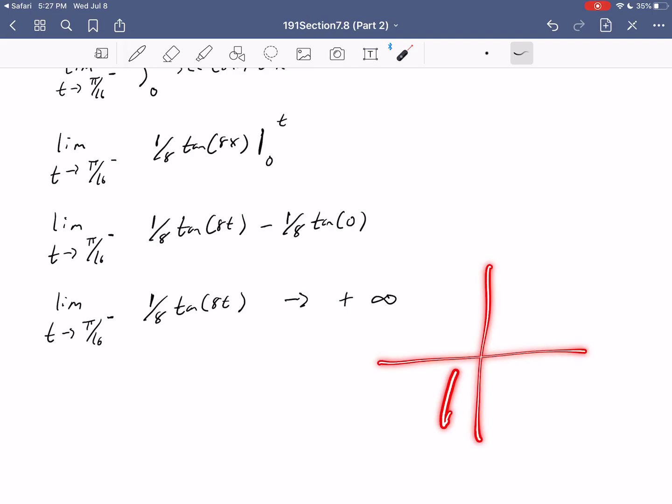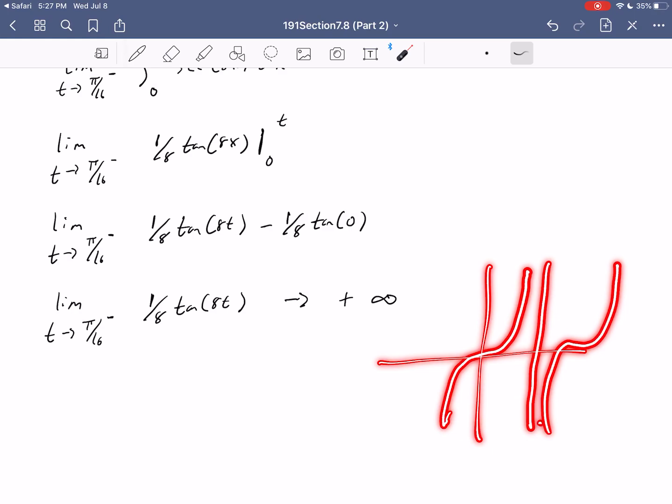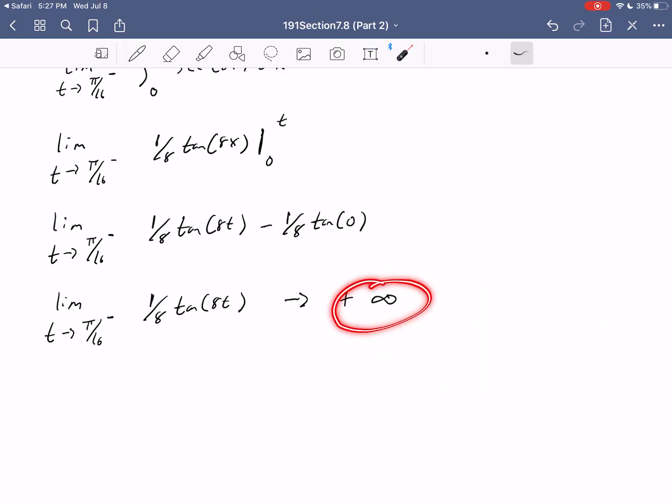And remember that tangent looks like this, and then it looks like this again. So if we were on the other side, we'd be going to negative infinity, but we know we're on this side, so we're actually going to positive infinity here. So that tells us that this is an improper integral of type 2 that diverges. So this is an example of a divergent type 2 improper integral.